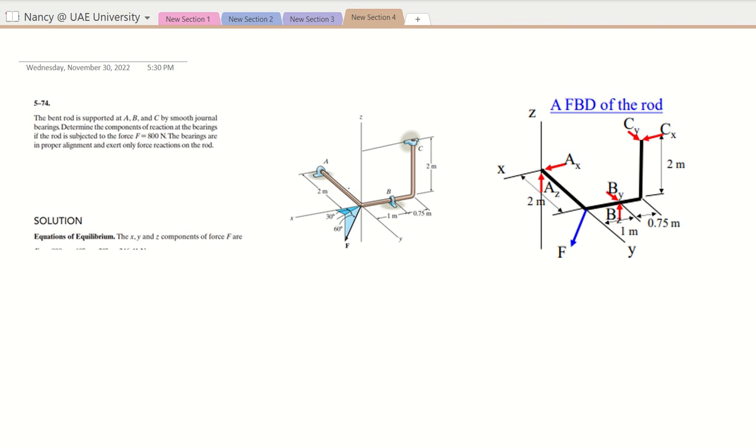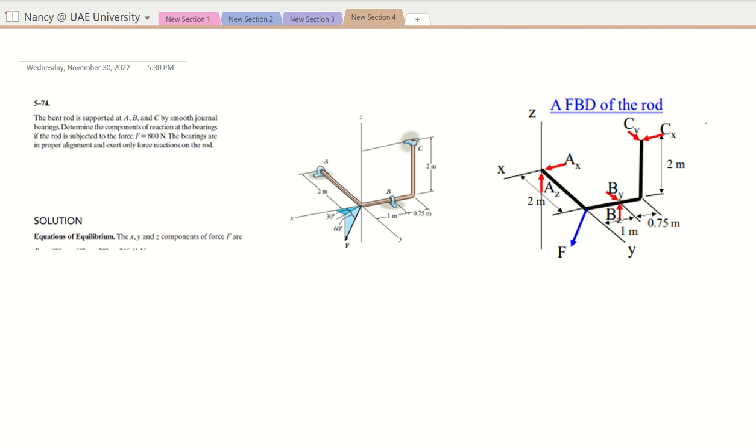For example, for the rod at A, this rod is along the y direction, so I will have reaction in the 2 other perpendicular directions, which are Ax and Az. The rod that is passing through B, which is here, is in the direction of x, so it will have reaction in the 2 other perpendicular directions, which are By and Bz. And the third rod, which is along the z-axis, will also have the other 2 reactions that are perpendicular to the z-axis, which are Cx and Cy.